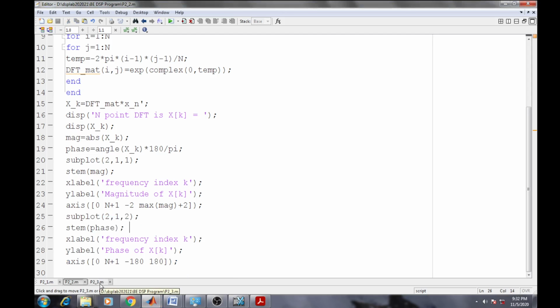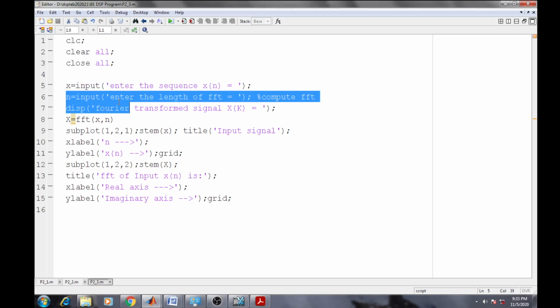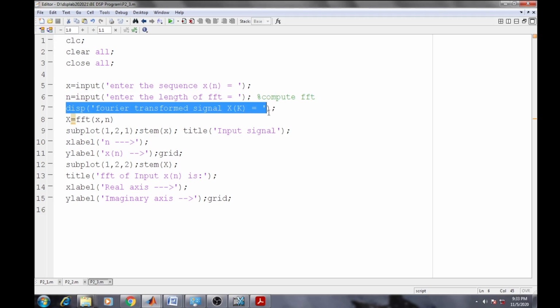Again, the third style is here. This is a direct style. In this style the same previous pattern is adopted. Now you can see this third style starts with these three commands: clc, clear all, and close all. Then x input is given, then the n value is demanded, then display the Fourier transform signal X of k is given.